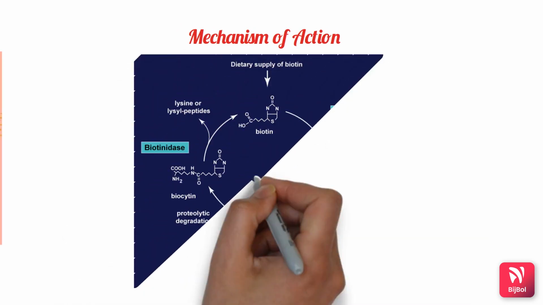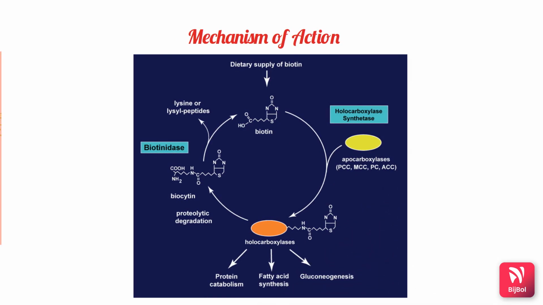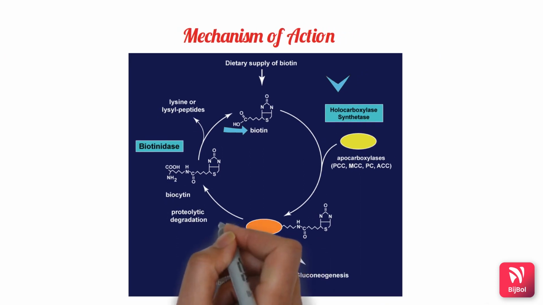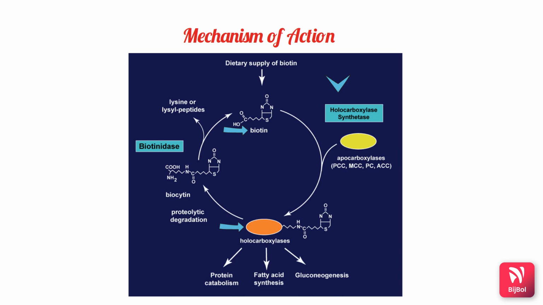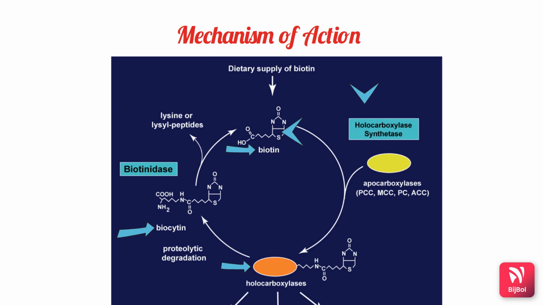Now let us discuss the mechanism of action of biotin. Please remember that biotin, vitamin B7, has to do with the carboxylase enzymes. If you look at this picture, dietary biotin, under the enzymatic activity of holocarboxylase synthetase, gets converted to holocarboxylases. These holocarboxylases are involved in protein catabolism, fatty acid synthesis, and also gluconeogenesis. The holocarboxylases get converted to biocytin, from which biotin is formed again. So this is regarded as a cyclical process, and this was all about the mechanism of action.